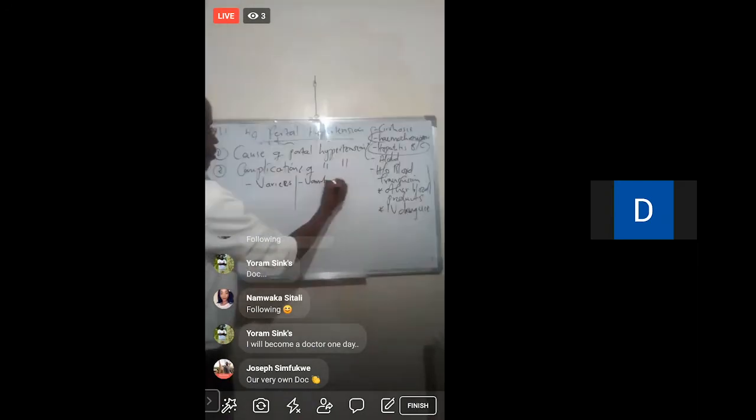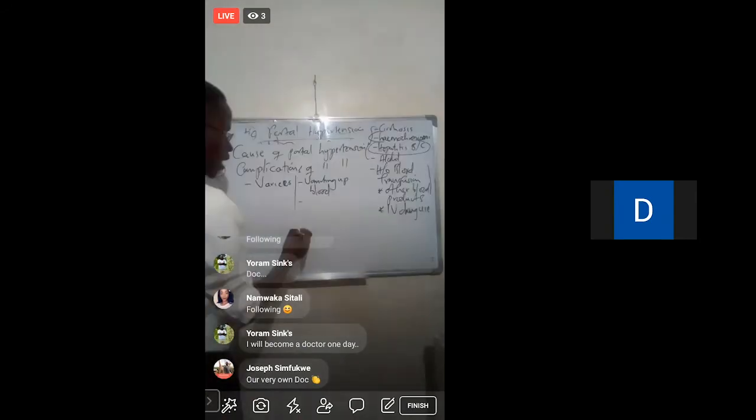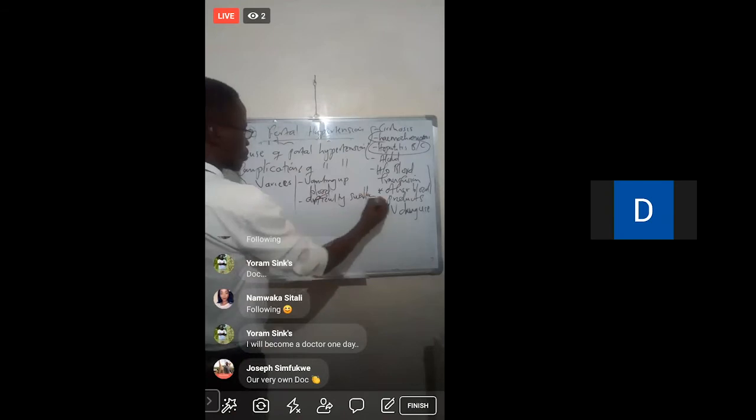Then on complications, like I mentioned, we can have things like varices, esophageal varices. So there could be a history of vomiting up blood, that is hematemesis. They can have difficulty in swallowing. Then we can also have things like melena.